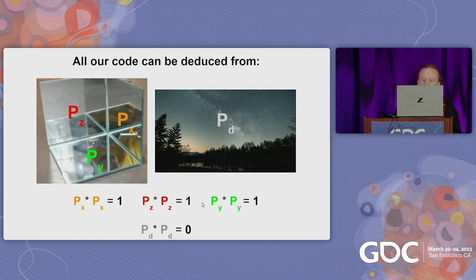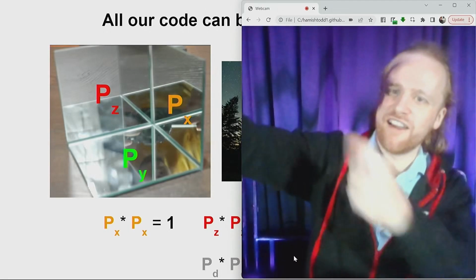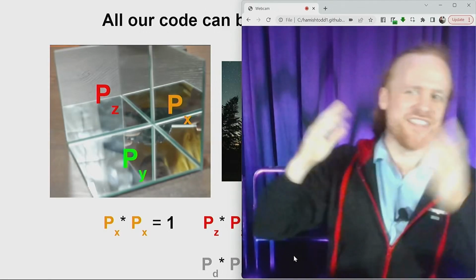So all of these reflection planes, which are through the origin, they square to 1, which is the identity, because you reflect and you reflect back, you get the identity. And then the plane at infinity squares to 0, because you can't reflect past infinity and then reflect back again. Similarly, you can't do a 180 around a line at infinity and come back again. That doesn't make any sense.